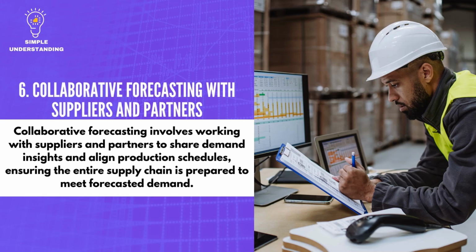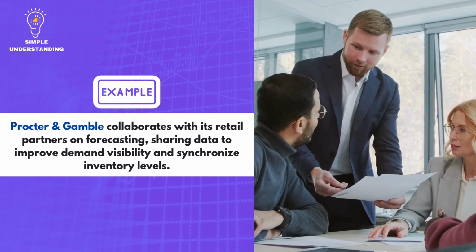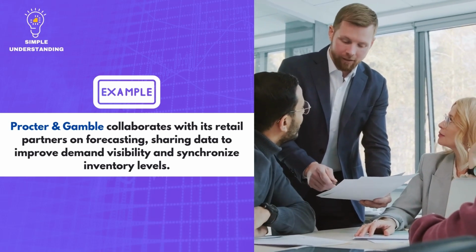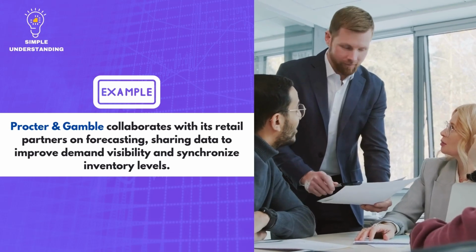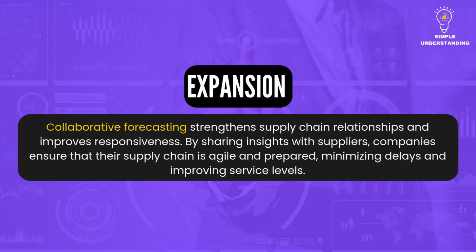6. Collaborative forecasting with suppliers and partners. Explanation. Collaborative forecasting involves working with suppliers and partners to share demand insights and align production schedules, ensuring the entire supply chain is prepared to meet forecasted demand. Real company example. Procter & Gamble collaborates with its retail partners on forecasting, sharing data to improve demand visibility and synchronize inventory levels. Expansion. Collaborative forecasting strengthens supply chain relationships and improves responsiveness.